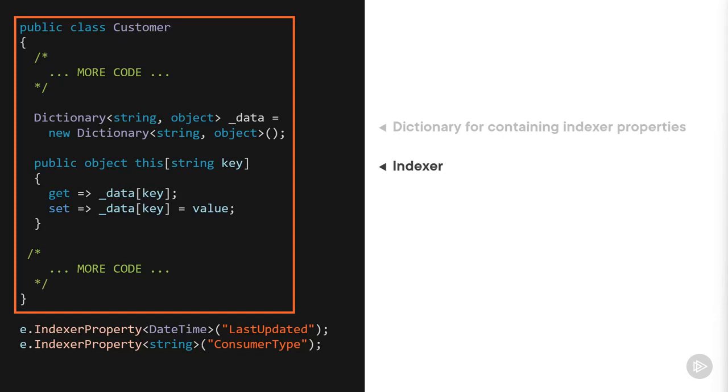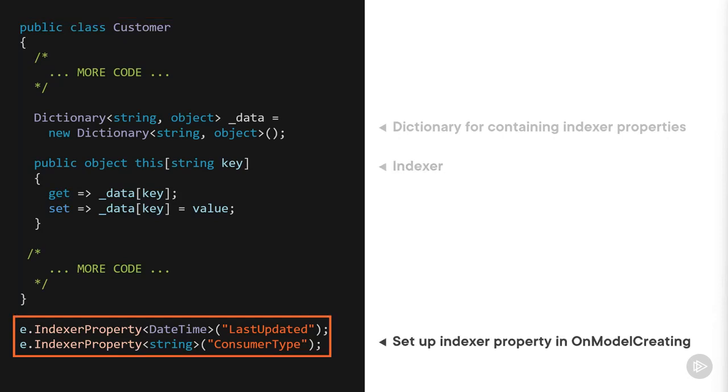After having added the indexer to our entity type, we need to set up the actual indexer property. We do so in the OnModelCreating method of our database context, using code like what we see here, where we set up two indexer properties on our entity using the IndexerProperty method by first applying the generic type parameter and then passing in the name that we want to use for the property as string input to the method. First we set up a DateTime property called LastUpdated and then a string property called ConsumerType. In the upcoming demo, we'll look at how to interact with these properties.